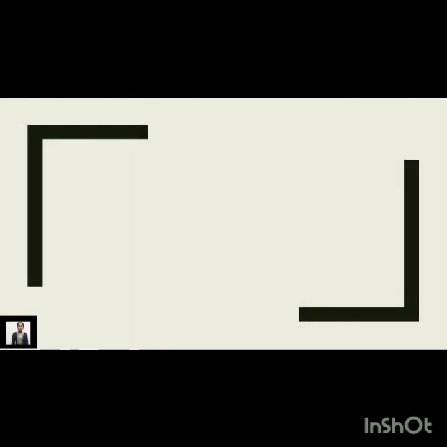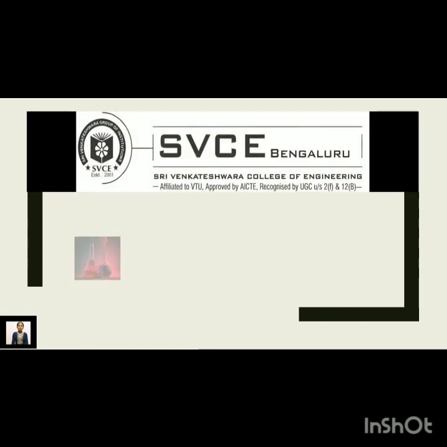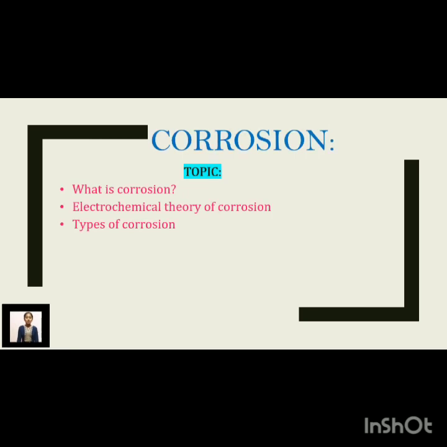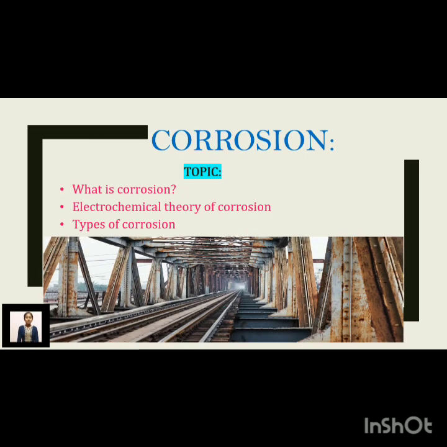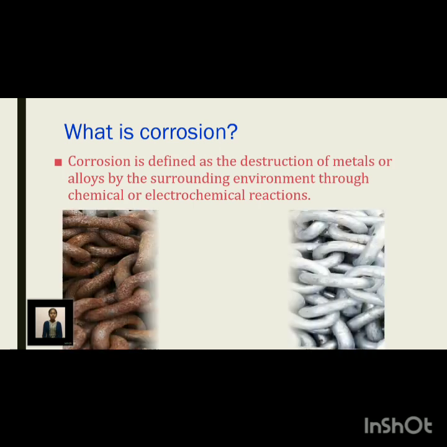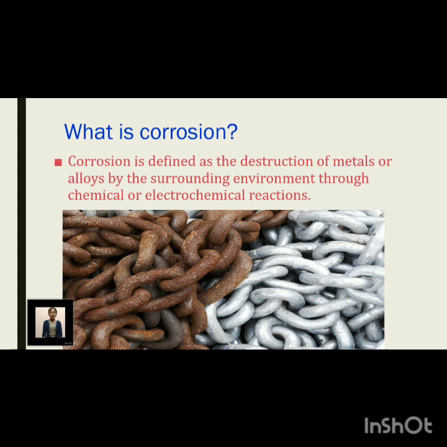So today in this video, let's discuss some topics under corrosion. There are three topics: what is corrosion, the electrochemical theory of corrosion, and types of corrosion. So let's see what is corrosion. Corrosion is defined as the destruction of metals or alloys by the surrounding environment through chemical or electrochemical reactions. So in the image we can see the difference between the corroded metal and the normal metal.